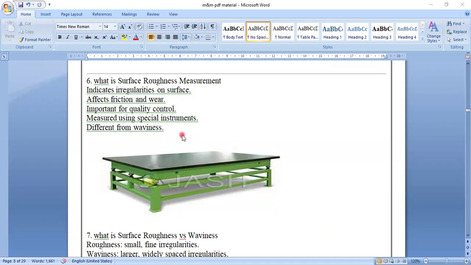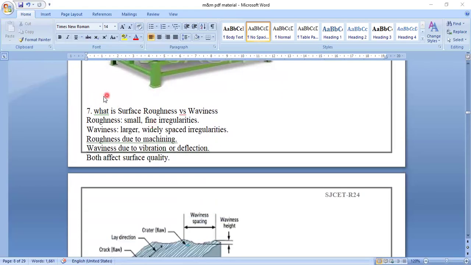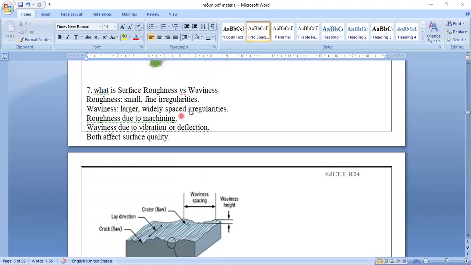It is also important for quality control, and it is measured using special instruments. It is different from waviness. Waviness is like waves on the surface, which we can see only under a microscope. Here it indicates a surface roughness measurement. This is an irregularity of the surface. It affects friction of the surface, and it is measured using special instruments.